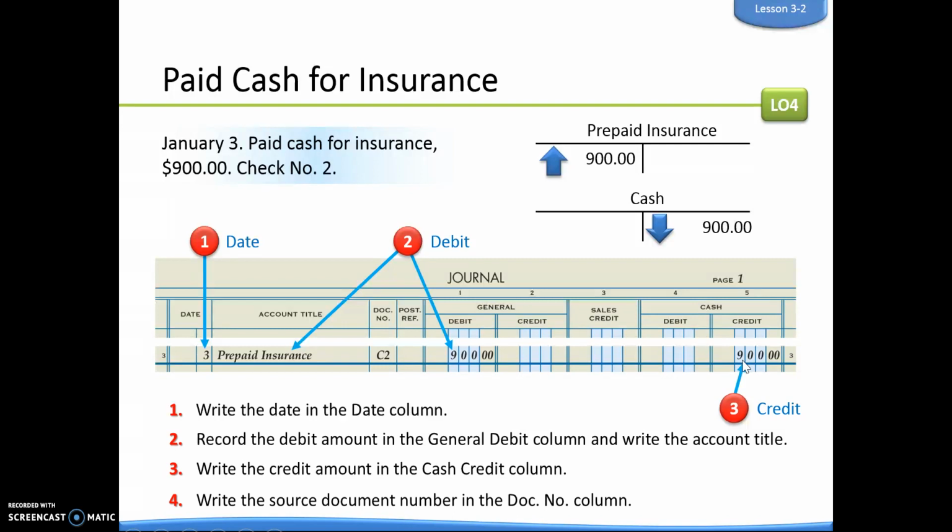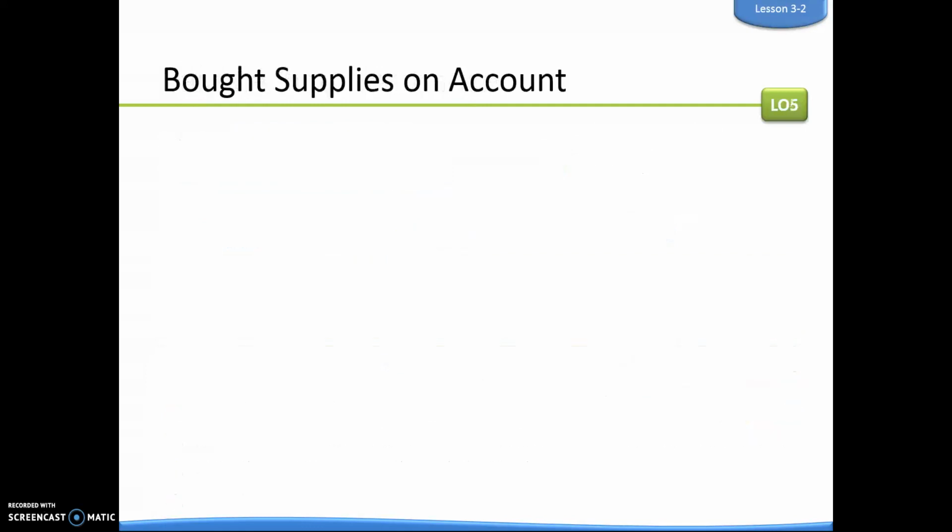And then the fourth thing is to not forget to write our source document. Again, check is our source document, so we abbreviate that as C number 2. Pretty simple, nothing too strenuous there. So let's take a look at our next one.